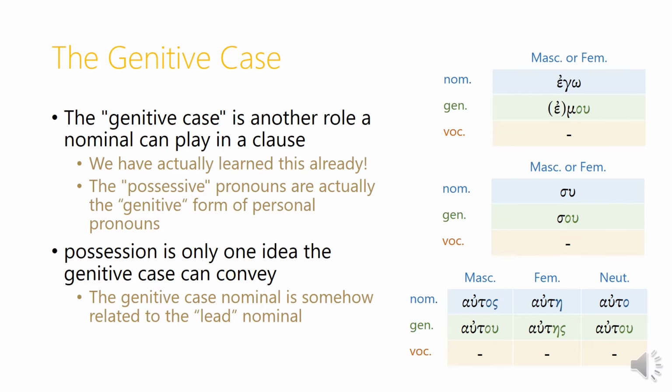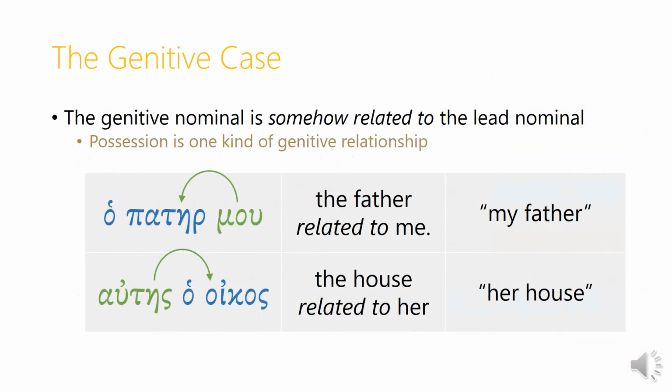But possession is only one idea that the genitive case can convey. What the genitive case tells us is that the nominal in the genitive case is somehow related to what we call the lead nominal. Let's look at this a little bit closer. The genitive nominal is somehow related to the lead nominal, and possession is just one kind of genitive relationship.